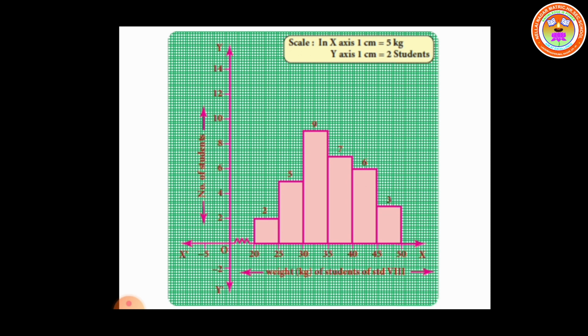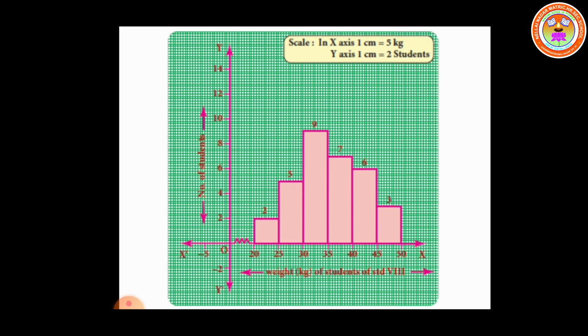First one, the question: what information does the histogram represent? The histogram represents the collection of weights from standard 8th. Next one, the question is, which group has the maximum number of students? Which one has the most height? 9. So that one, 30 kg to 35 kg. So there are a maximum of 9 students in the 30 to 35 kg weight group.